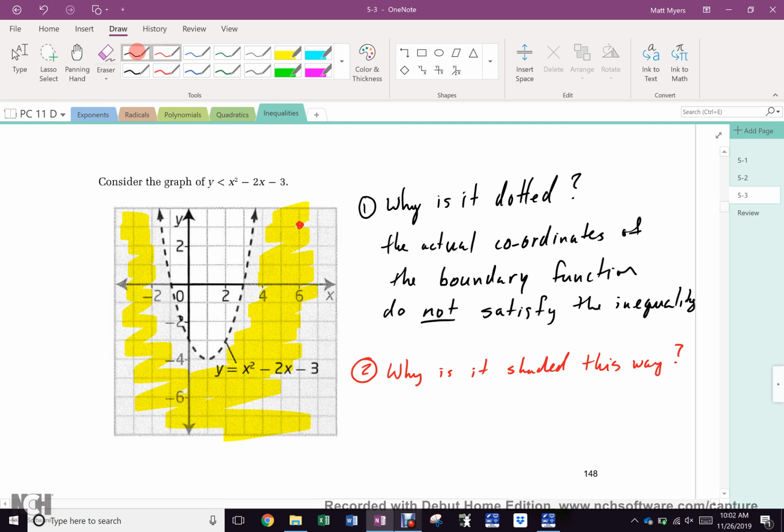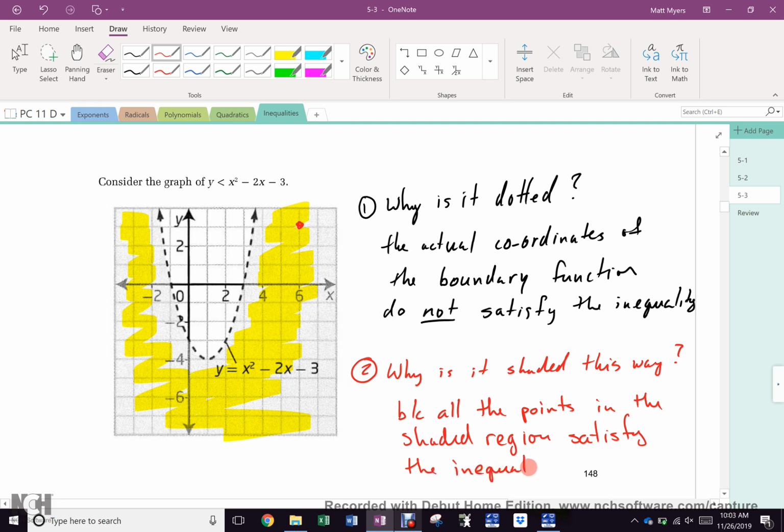Right. It's shaded this way because all the points in the shaded region satisfy the inequality. And of course, we can prove that by picking any point, like right there.